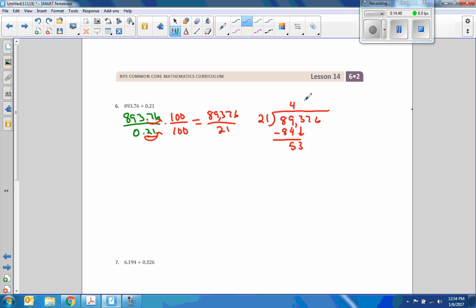2 goes in, 20 goes into 50 2 times. 2 times 1 is 2. 2 times 2 is 4. Subtract. 3 minus 2 is 1. 5 minus 4 is 1. Bring down my 7.